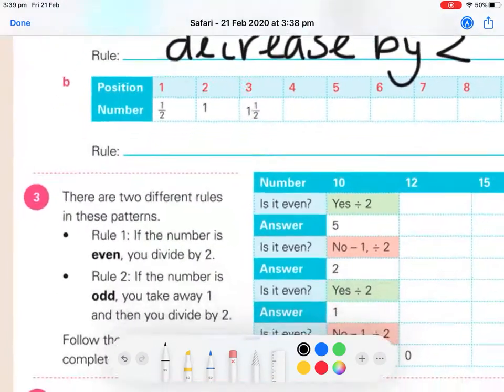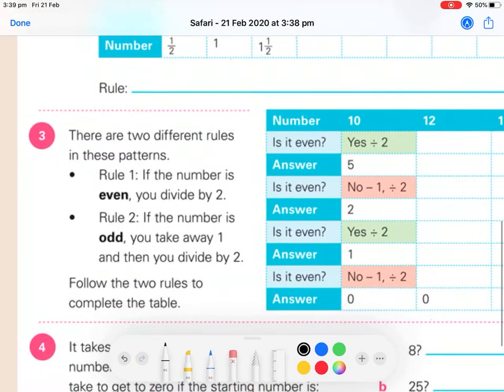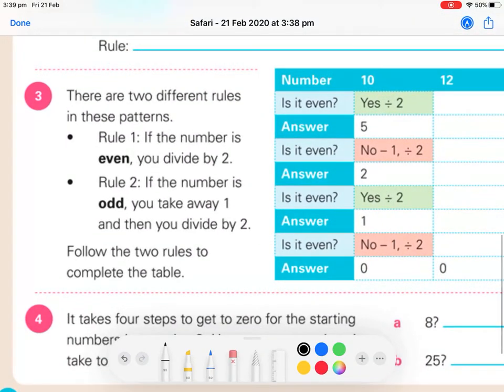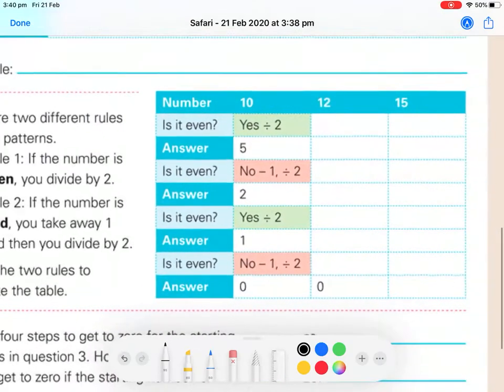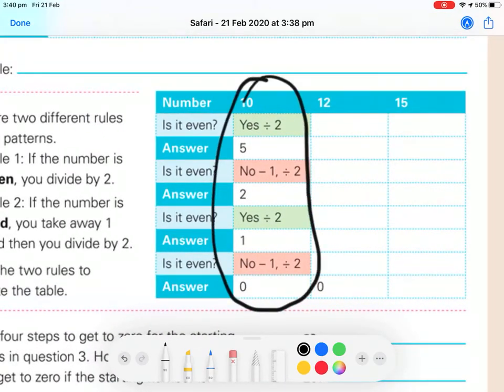Okay, this one's going by halves by the looks of it, increase or decrease. There are 2 different rules in this pattern. Rule 1, if the number is even, you divide by 2. If the number is odd, you take away 1 and then divide by 2. Follow the 2 rules to complete the table. So they've given us a full example here, so we're going to use that really closely when we're doing it.